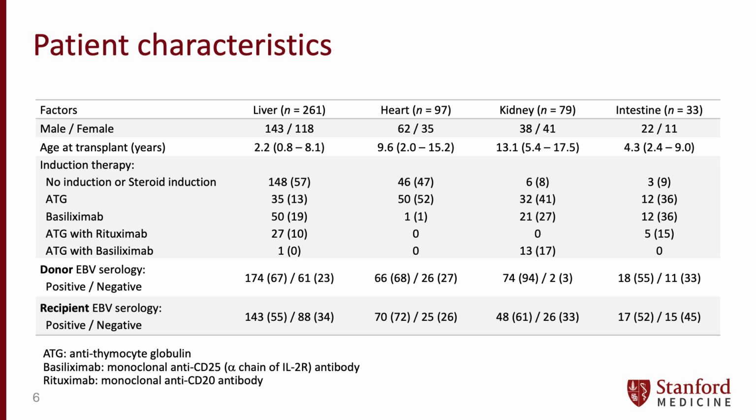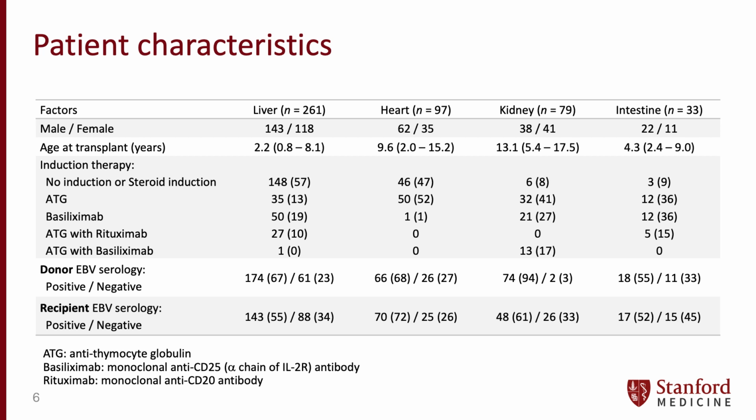Here are the representative patient characteristics. The number of patients is 261 in liver transplant, 97 in heart transplant, 79 in kidney transplant, and 33 in intestinal transplant. ATG is anti-thymocyte globulin. Basiliximab is a monoclonal anti-CD25 antibody. Rituximab is a monoclonal anti-CD20 antibody.